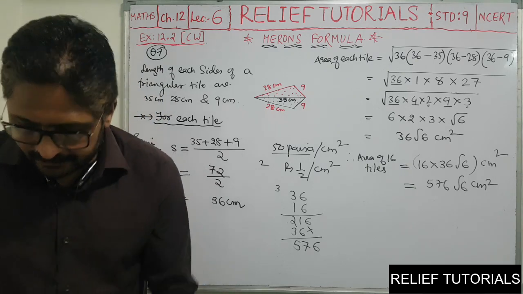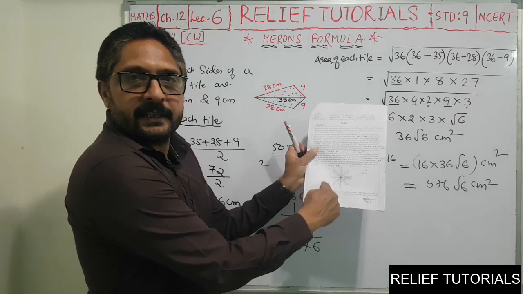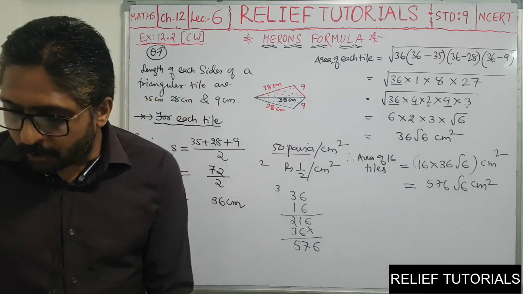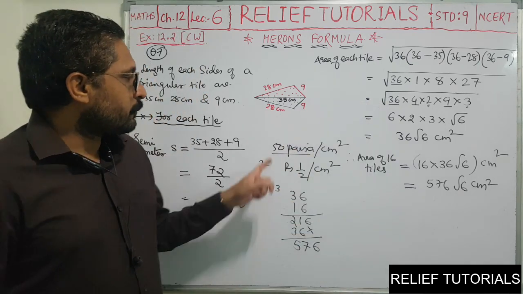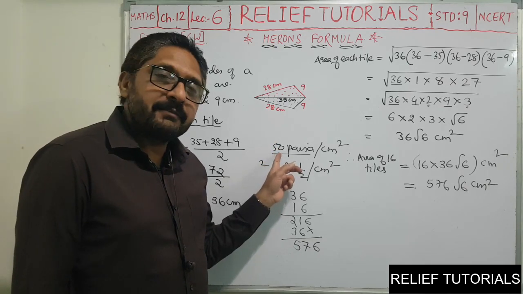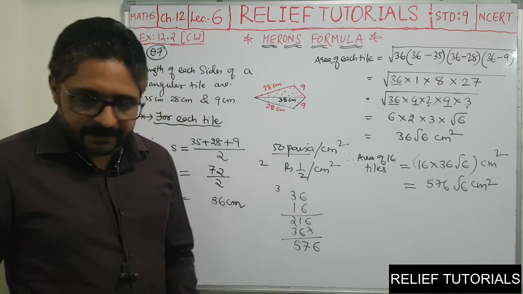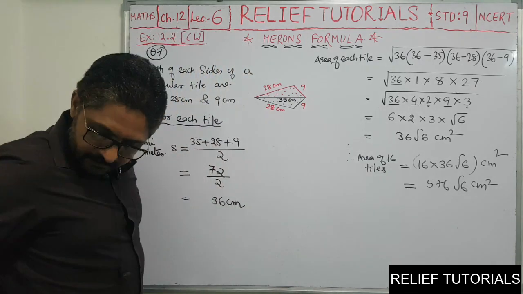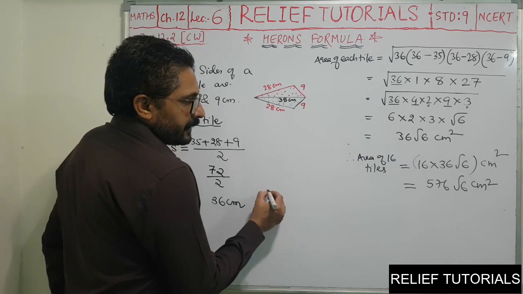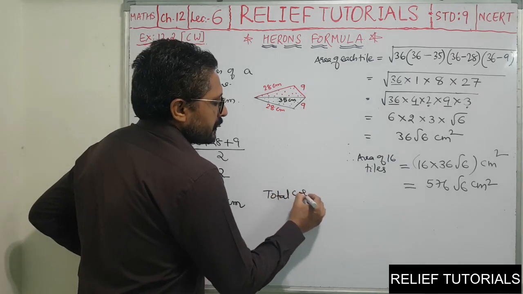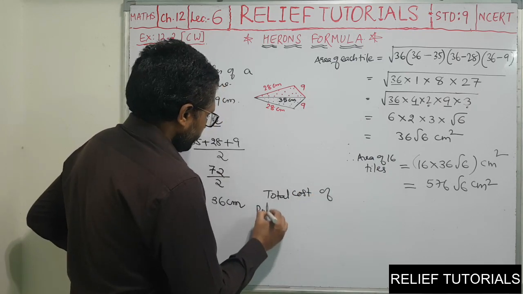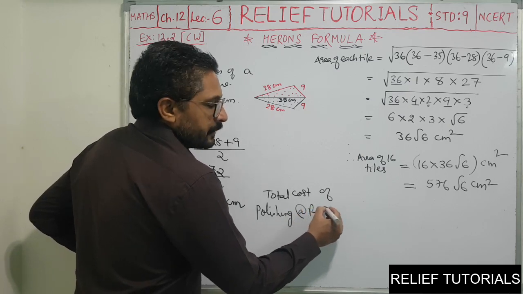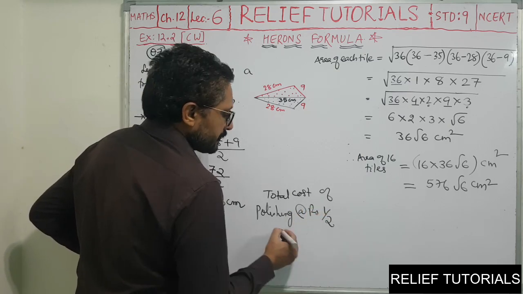So now see, this is the floral tile, and you get the total area of this floral tile. Now we will find the cost of polishing. The cost of polishing is 50 paisa per centimeter square. 50 paisa means half rupee. So in the last step we will find the total cost of polishing at the rate of half rupee per centimeter square.